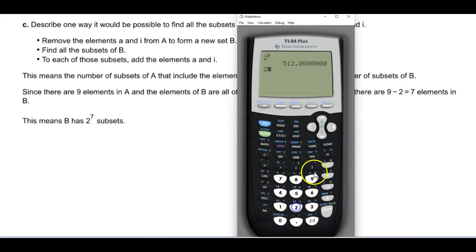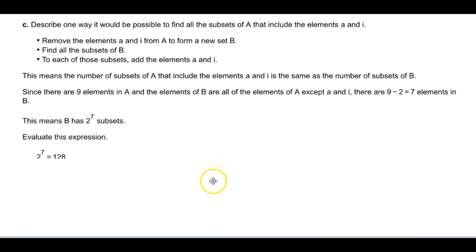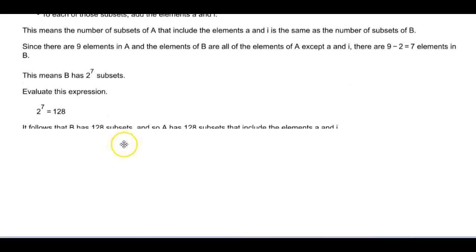So let's evaluate that. 2 to the 7th gives us 128. So evaluating this expression, we get 2 to the 7th, which is equal to 128. It follows that B has 128 subsets, and so A has 128 subsets that include the elements a and i.